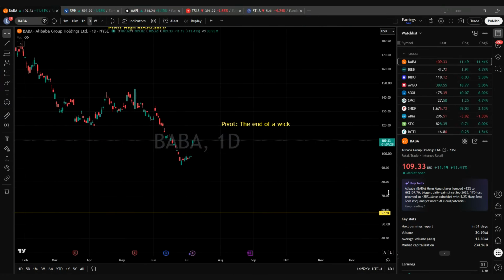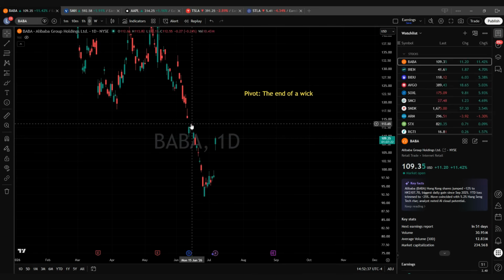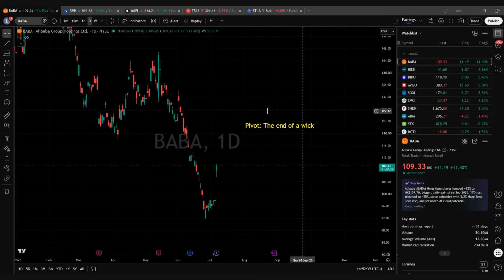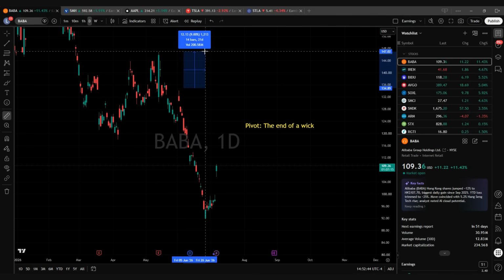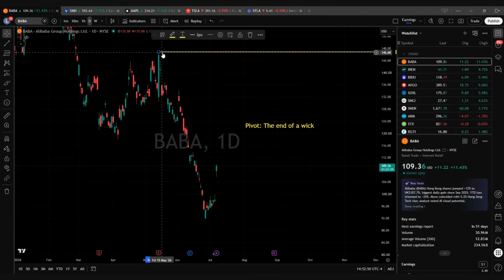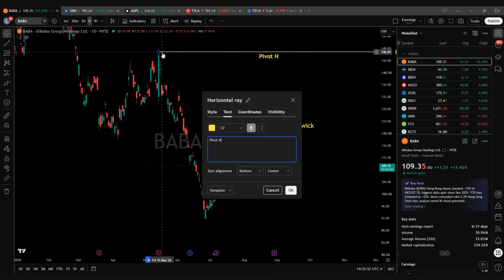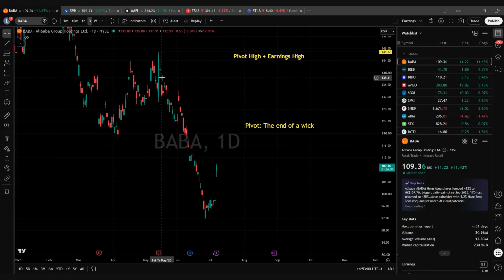We can see here, if we go in a little closer, you can say, oh, there was earnings here on Alibaba. Alibaba had earnings and pushed up over 9%. Well, you can use the top of that point and say this is the pivot high. The high plus earnings high. So what that means is it is the highest point Alibaba got to after reporting earnings before this very steep fall. Right? So there should be some resistance there.